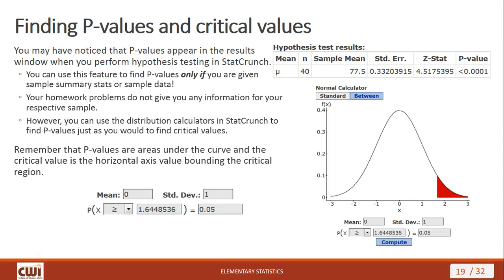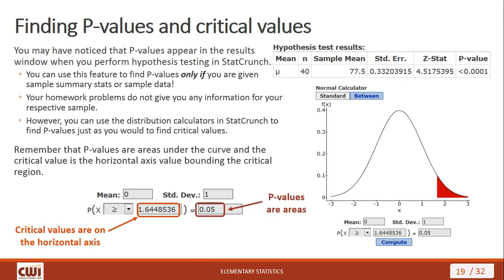Again, looking at the readout from our distribution calculator, critical values are on the horizontal axis, so they're going to be located to the left of the equal sign. Whereas p-values are areas, so they're going to be values that you see on the right of the equal sign.